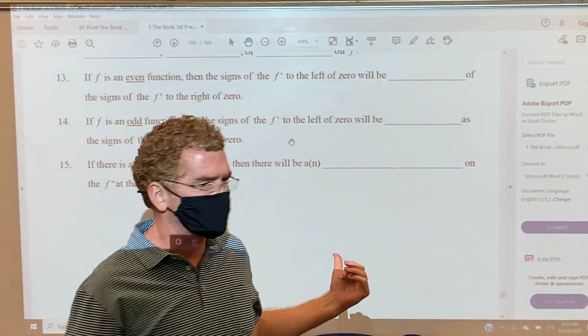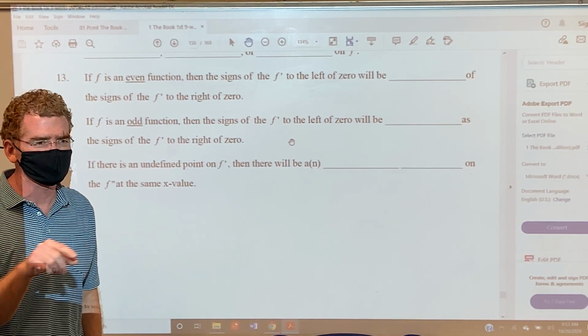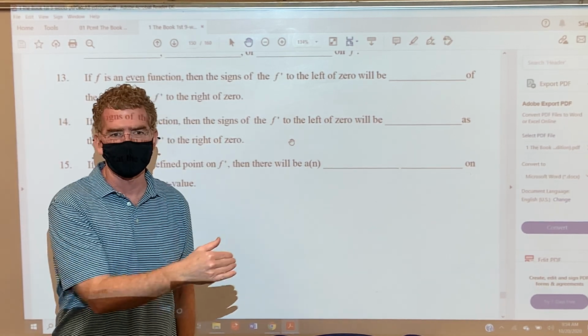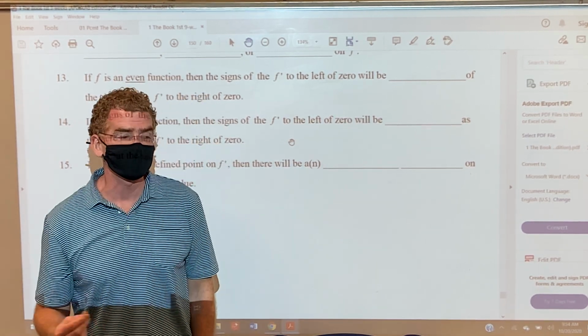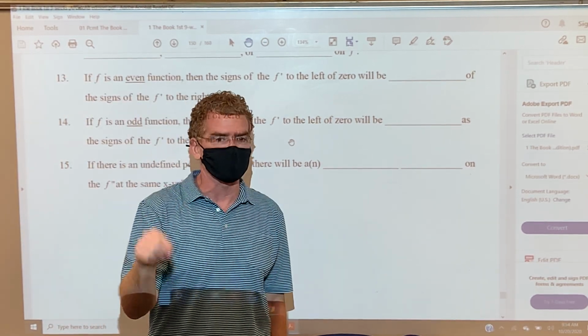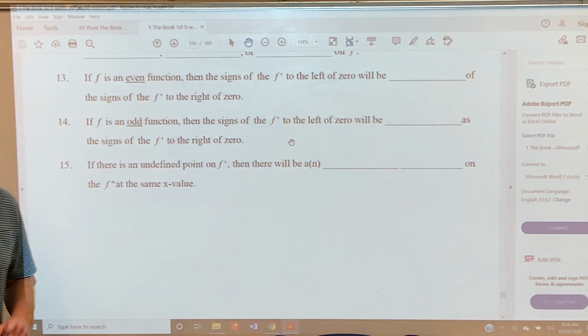Well, the very last one said relative maxes and mins, I think, on F prime will be what on F double prime? And I put inflection points. There'll be inflection points on F, but not on F double prime. On F double prime, there'll be x-intercepts. But I did fix that. If you haven't checked that, that is a mistake.